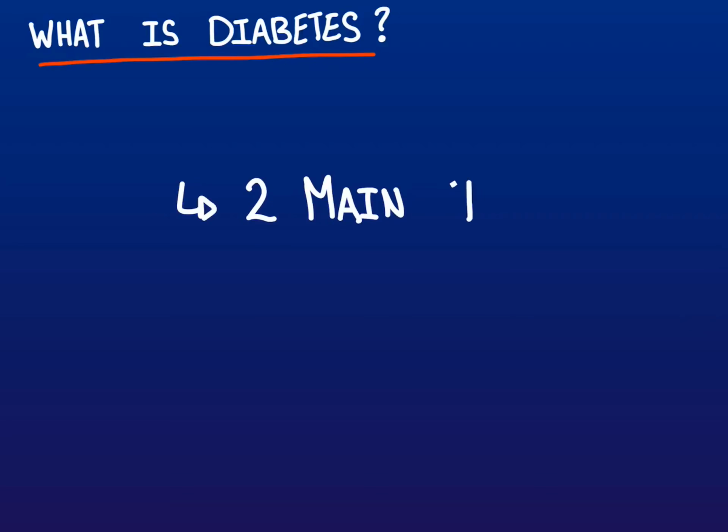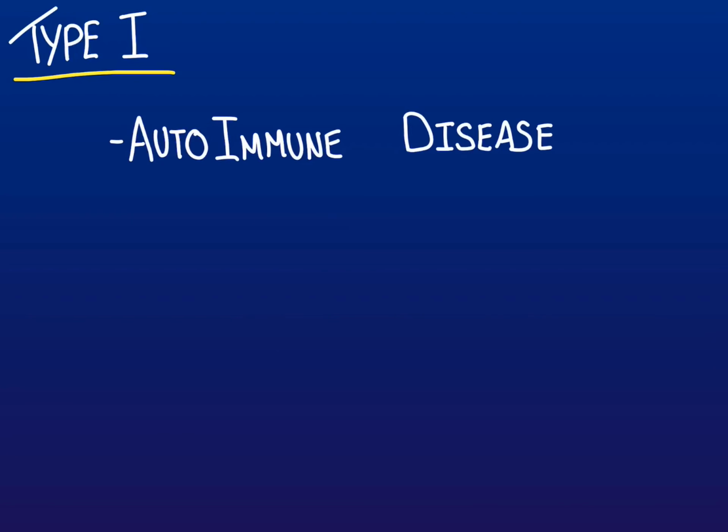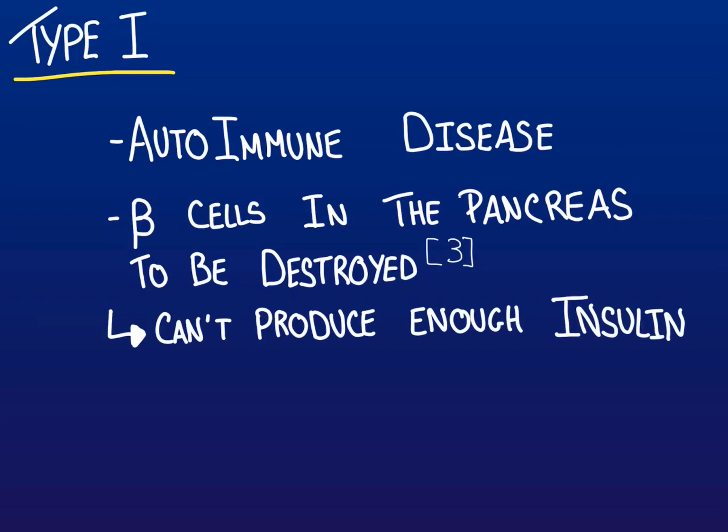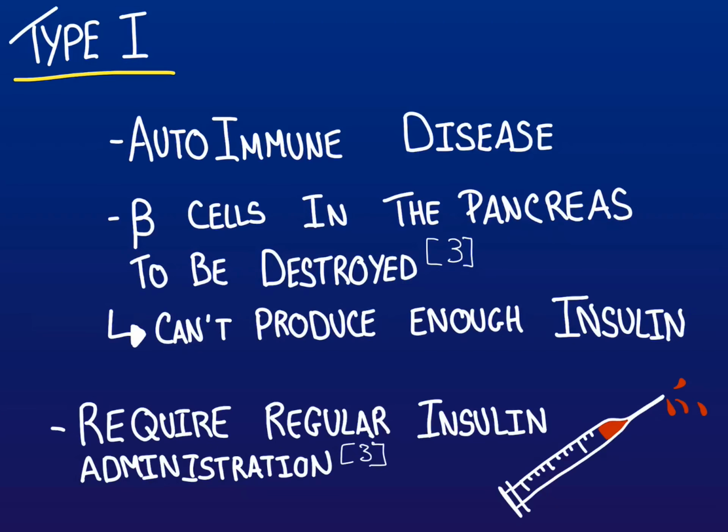So what is diabetes? Diabetes is a disease that is separated into two different types. Type 1 diabetes, which is an autoimmune disease where the beta cells in the pancreas are destroyed and patients can't produce enough insulin. So these patients will need regular insulin administration, especially after meals.